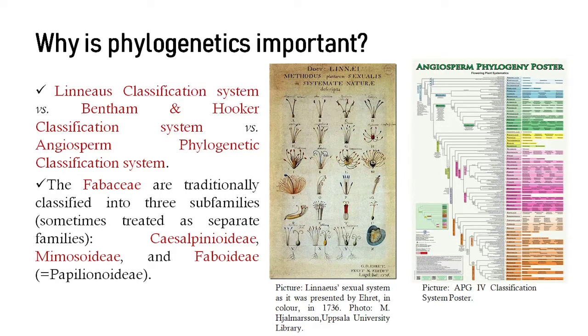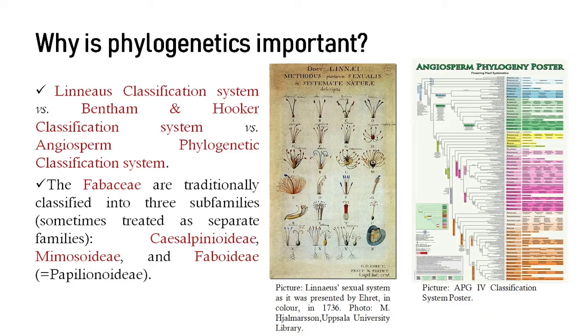So first thing, why is phylogenetics important? You already know about the Linnaean classification system, where classification was based on the sexual system. They only considered the stamens, their number, fusion, etc. And it was an artificial classification system using which we cannot group plants based on their overall similarity.